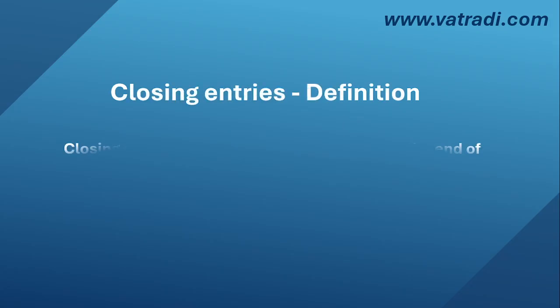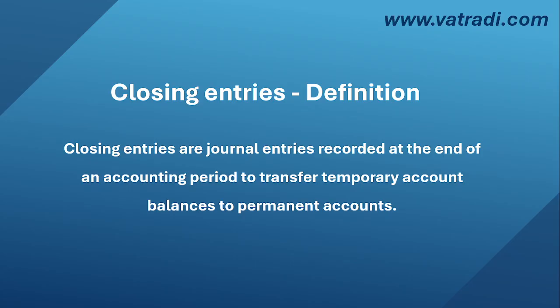I start by explaining what closing entries are. Closing entries are journal entries recorded at the end of an accounting period to transfer temporary account balances to permanent accounts. So we are at year end, we need to close temporary accounts and move the result to the permanent accounts. So what are temporary accounts?